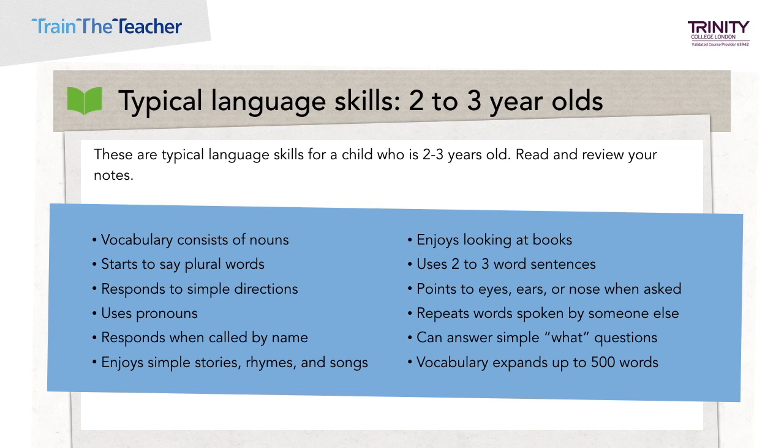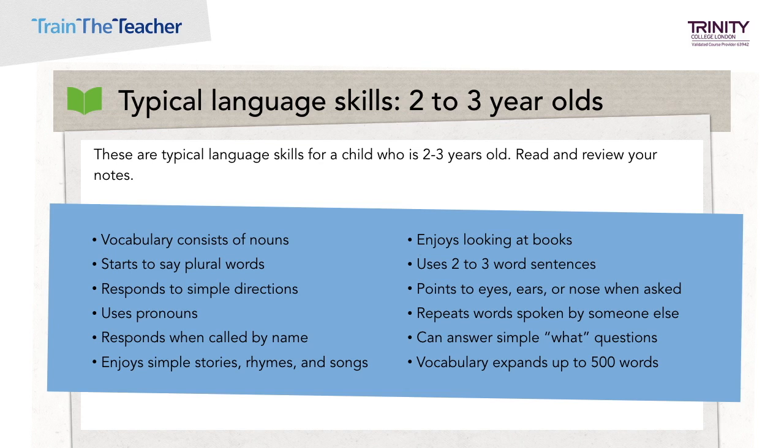Okay, these are the typical language skills we expect from a 2 to 3-year-old. The vocabulary consists of nouns primarily, and they're starting to say plural words. They respond to simple directions, and they're using pronouns. They respond when they're called by name, and they're enjoying simple stories, rhymes, and songs.